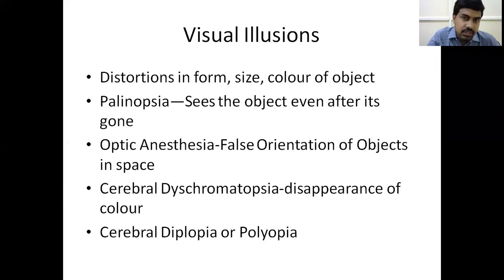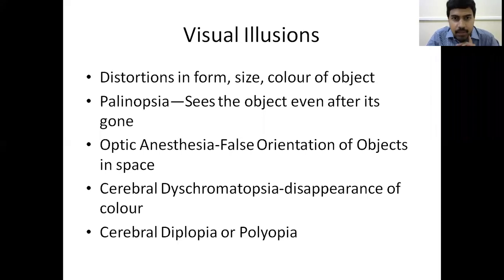Similarly, visual illusions. Illusions mean distortion in form, size, color of object. On the internet, you might be seeing so many things about illusions. So distortions in form, size, and color of an object are known as an illusion. Then there is a condition called palinopsia. Even after the object is gone, the person sees as if the object is present in front of him. For example, suppose there is a death in the house. After their death, there are some people who are very attached to the person who has died. They'll say that they're still able to see that person sitting in front of them.